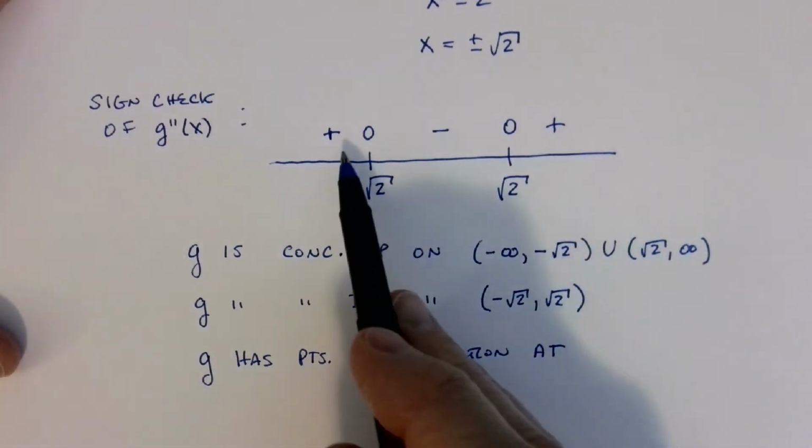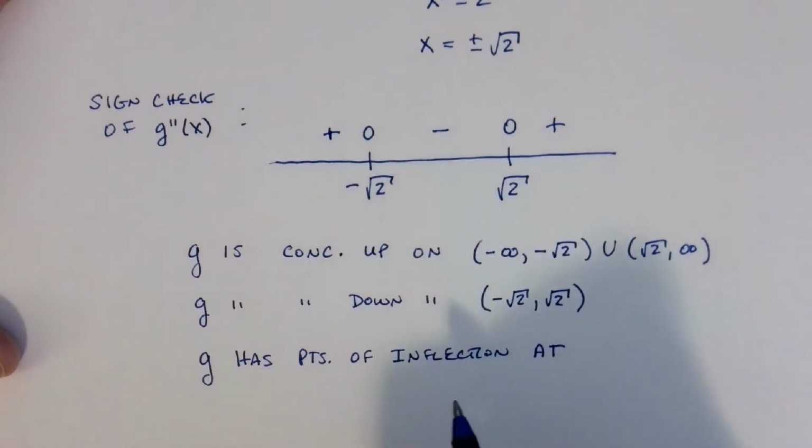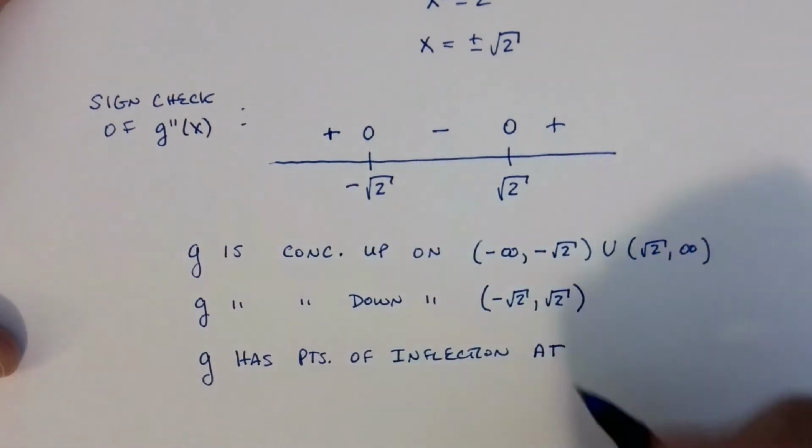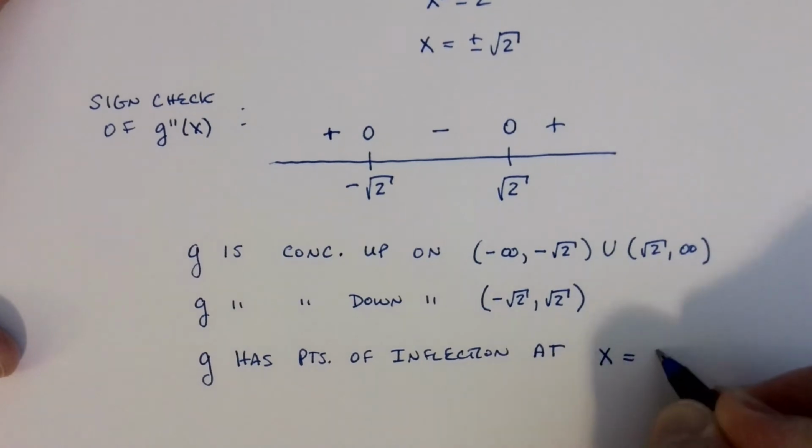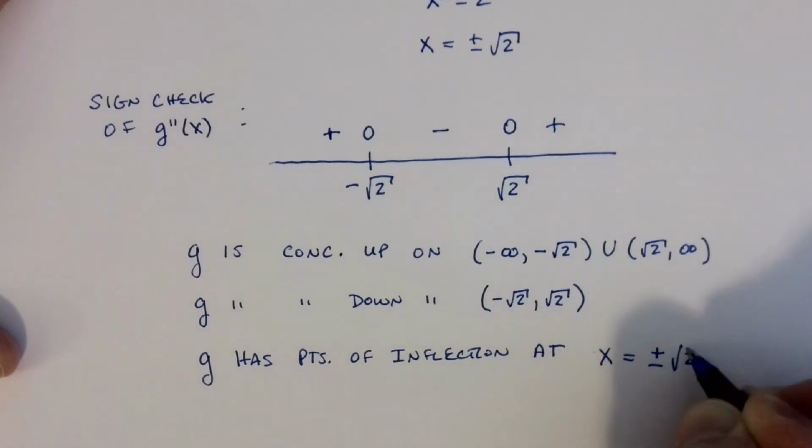It doesn't matter if you go from positive to negative or negative to positive. All we're looking for is a sign change. So at x equals plus or minus the square root of 2.